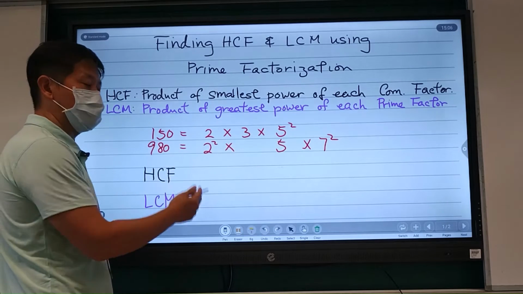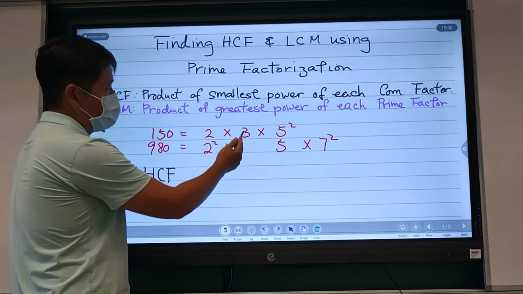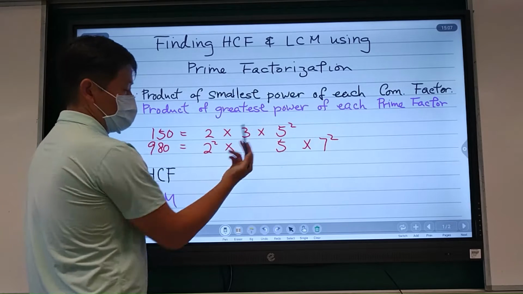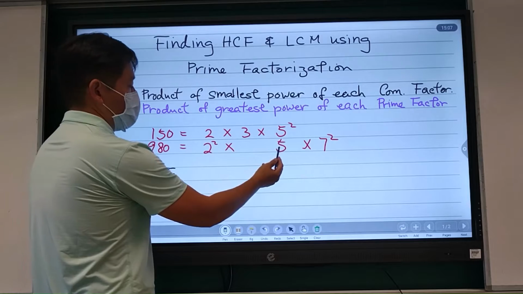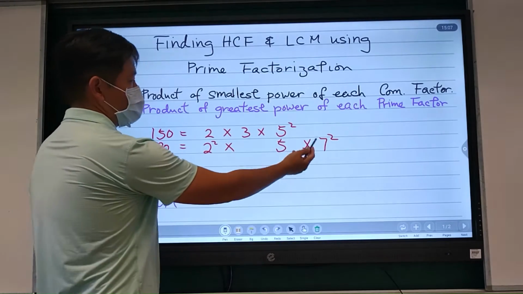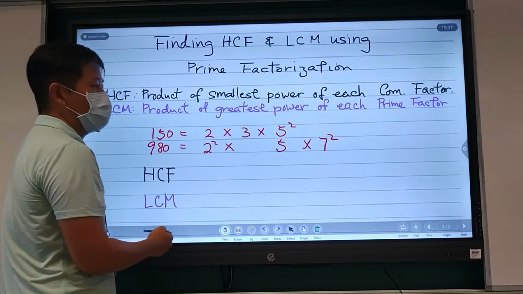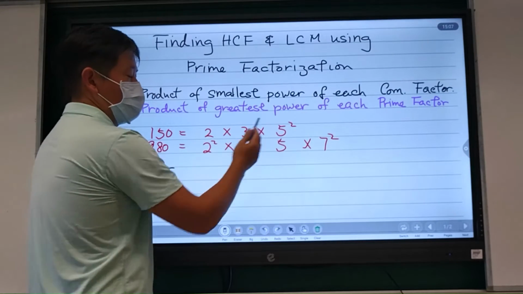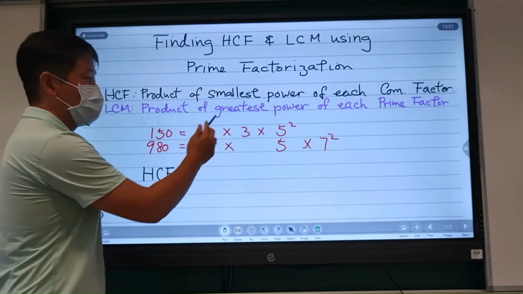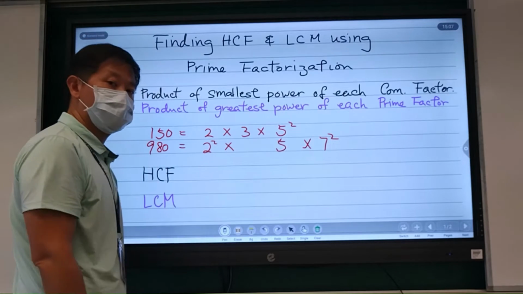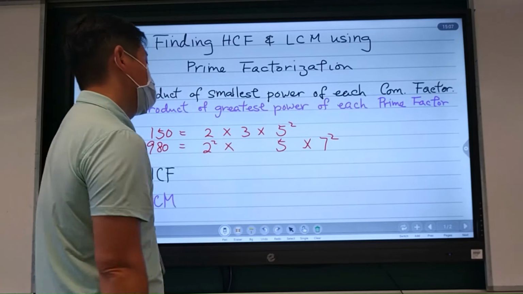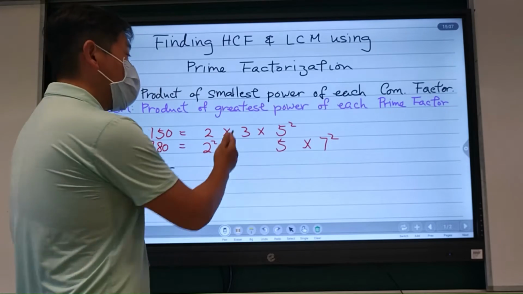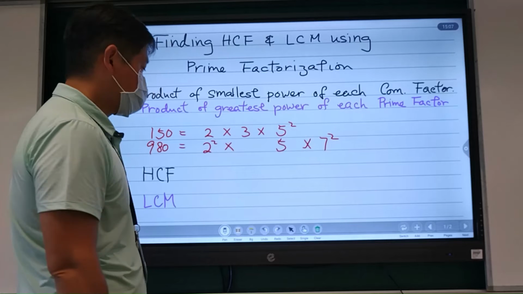Notice how I lined it up. I lined up the 2, and the 3. The 980 doesn't have a 3, so I leave it blank. Then I have a 5, so I line it up with the 5. There's a 7 for 980, but 150 doesn't have a 7, so it doesn't matter, as long as you line it up properly according to the different factors. That makes everything easy. Do you have to line it up? You don't really have to, but I'm telling you this is the easier way.